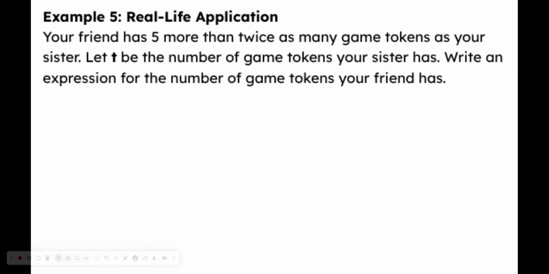And then the last one, your friend has 5 more than twice as many game tokens as your sister. We're going to let T be the number of game tokens your sister has and write an expression for the number of game tokens your friend has. So your friend has 5 more than twice as many as your sister. So we're doing twice as much as your sister, and your sister has T. So we're doing 2 times T, and then more than means I'm adding 5. So that is my expression, 2 times t plus 5.